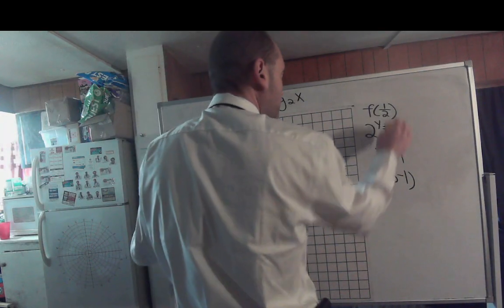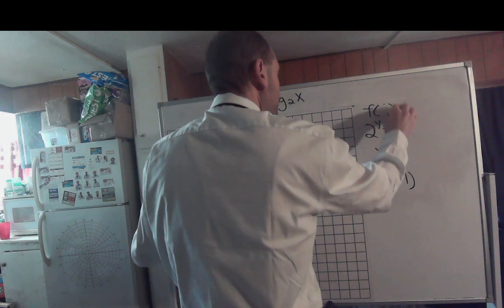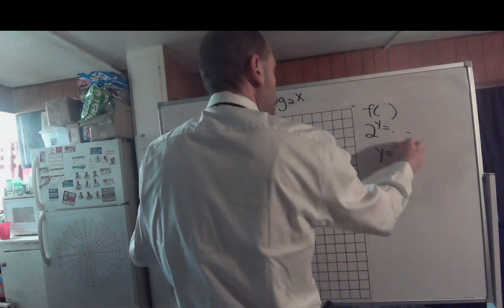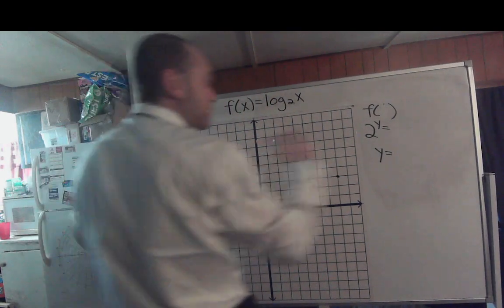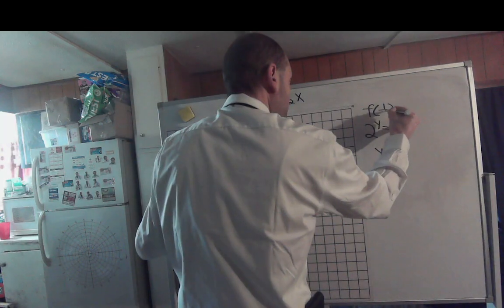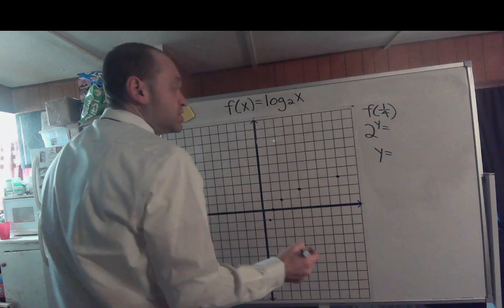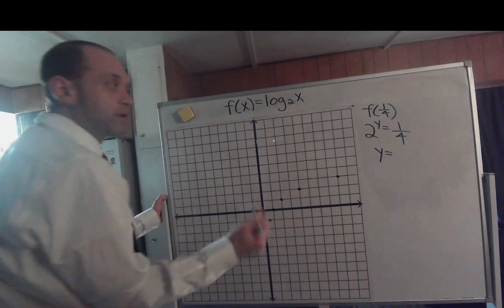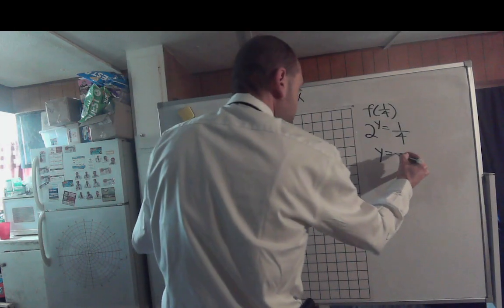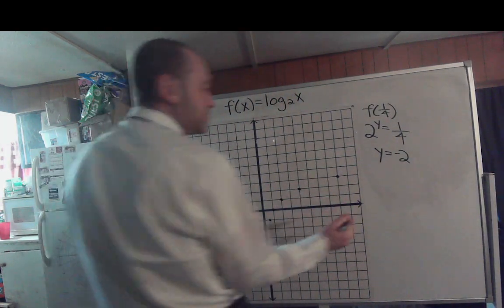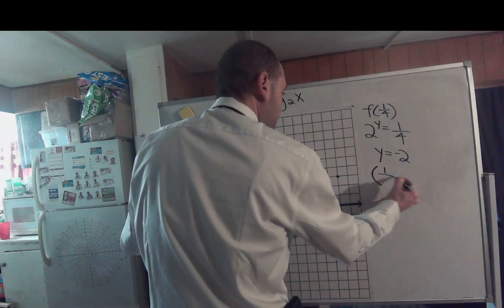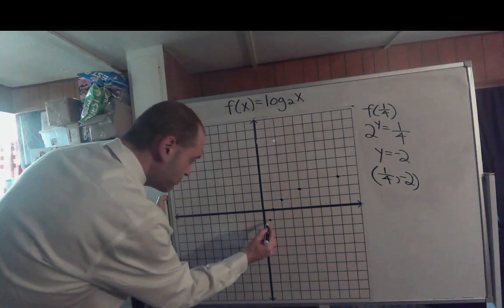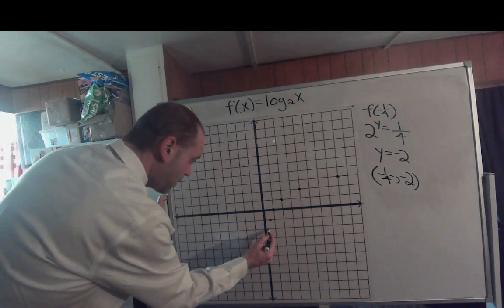Let's do one more. Let's pick 1/4. So we're going to do f of 1/4. So 2 to the y equals 1/4. 2 to what power equals 1/4? That'd be -2, wouldn't it? So y would equal -2. So I would get the point 1/4, -2, which would be about right there.